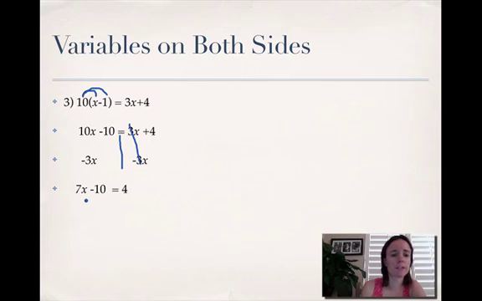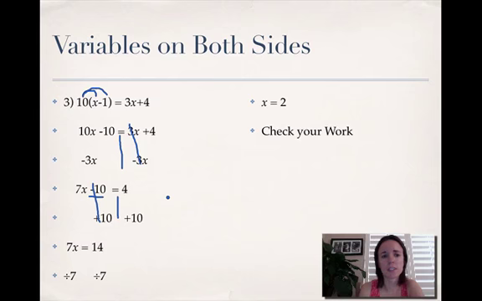It's a two-step equation, right? So I want to get rid of my minus 10. I'm going to do that opposite. So I'm going to add 10 on both sides. Cancels on the left. So I have 7x equals 14. That 7 and the x are multiplying, so I'm going to divide on both sides. I get x equals 2.